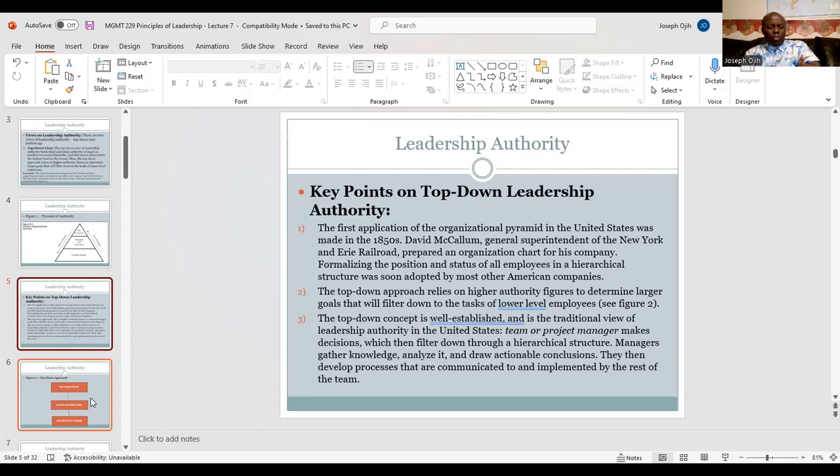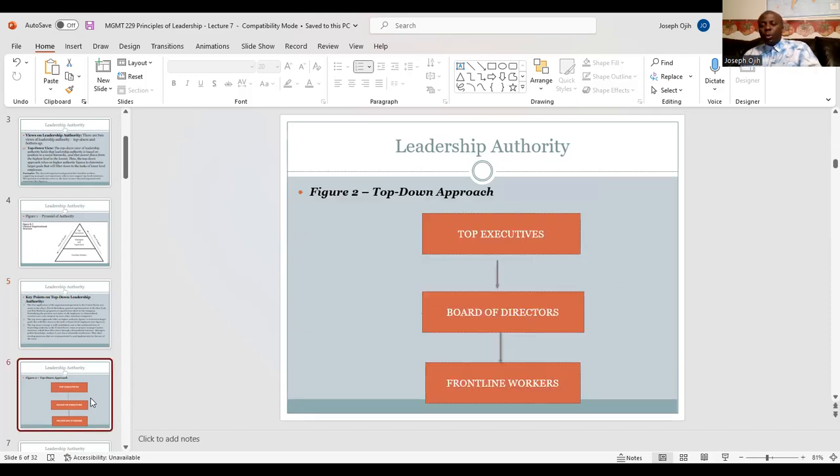Another thing we need to know about this top-down view is that it relies on high authority figures to determine larger goals that will filter down to the tasks of lower employees. So you can see from this diagram that top executive authority, power, flows down from the top executive to the board of directors, to managers. I forgot to put the managers here before it can really get to the frontline workers.